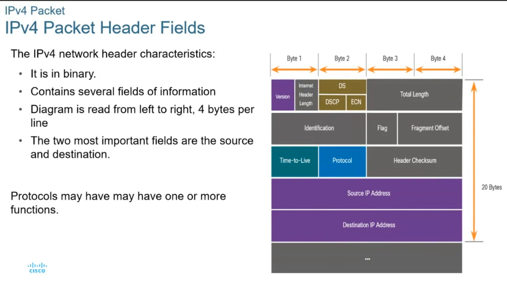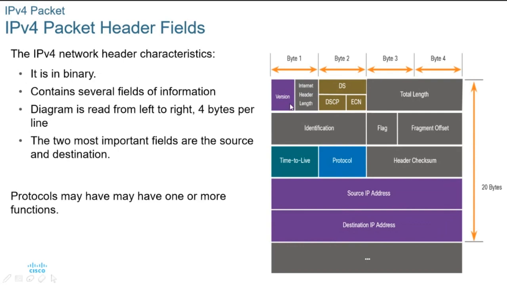So the packet header fields, the IPv4 network header characteristics: it is binary values, and it contains several fields of information. Nakita dito sa ating IP protocol header diagram, it identifies the IPv4 packet. The diagram is read from left to right, 4 bytes per line, and then top down. The two most important fields are the source and the destination.